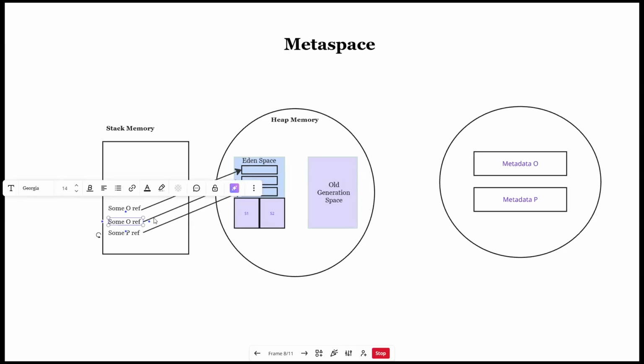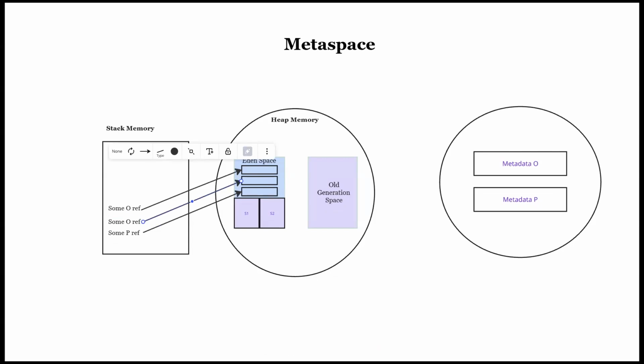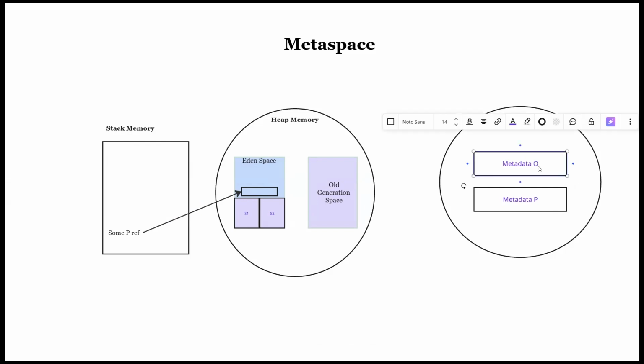Let's say I'm deleting this object from heap memory. If I delete this object from heap memory, the reference will be deleted. Still, the metadata of O will remain in the Metaspace, since there is another object, right? If we delete this object O now, then the JVM will delete the metadata of object O from the Metaspace, right? So this is the way Metaspace works.